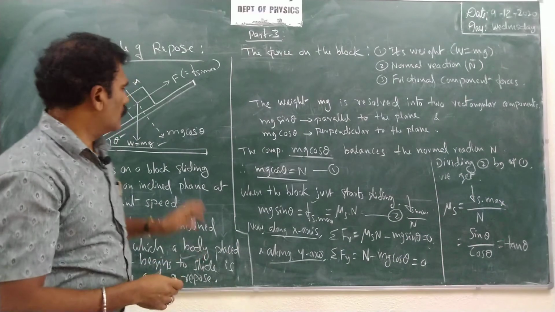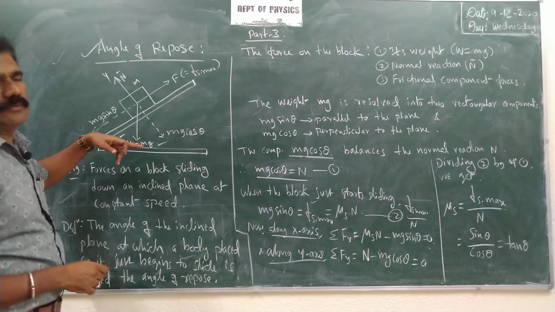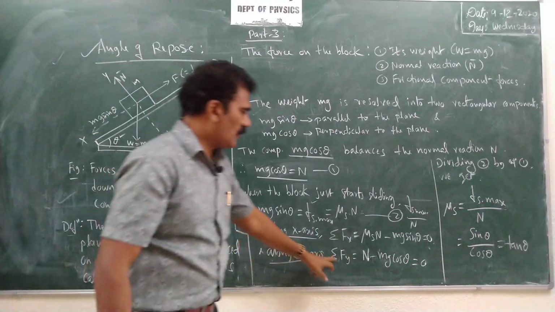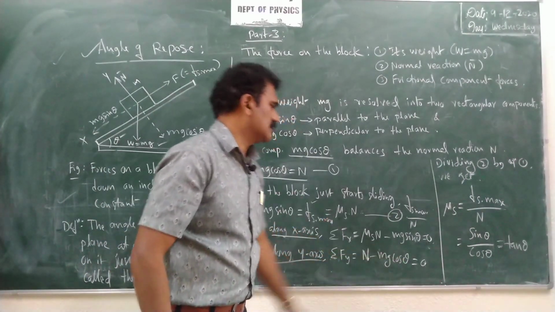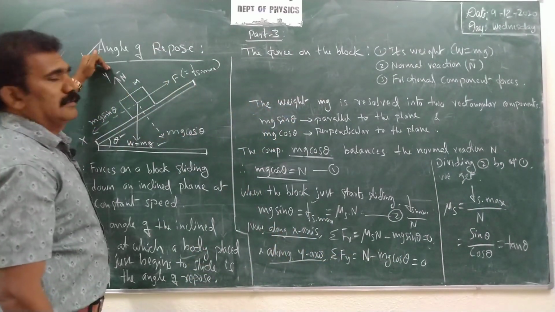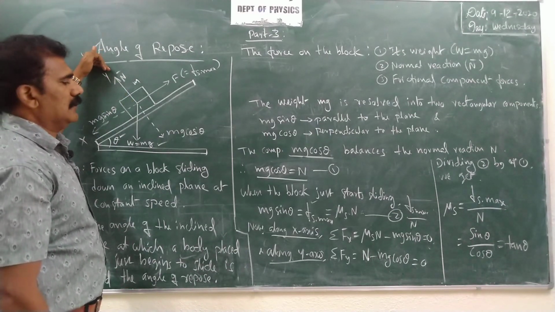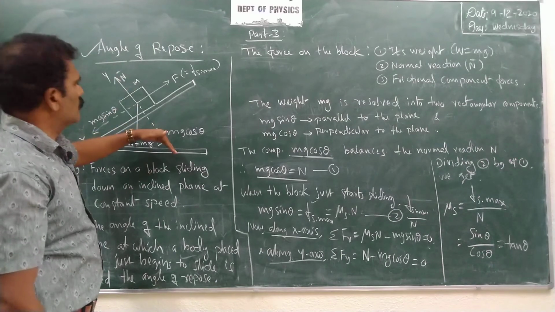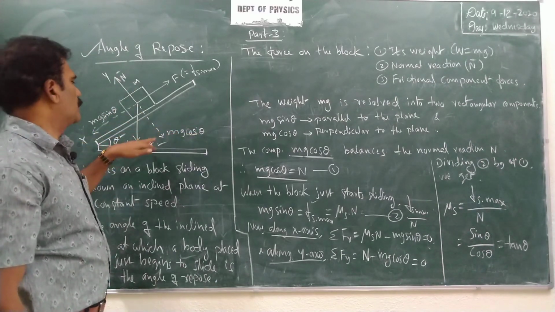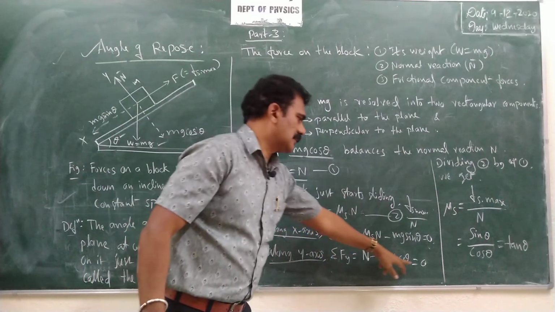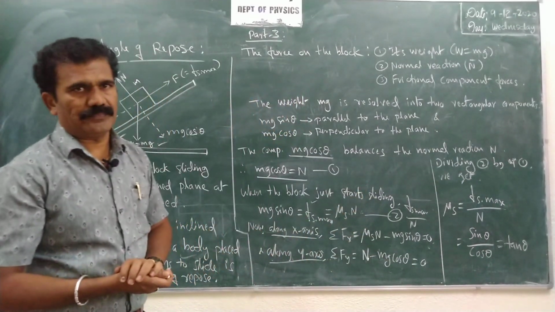Similarly, along the y-axis the body is also not moving. What are the two forces balancing along the y-axis now? Sigma fy is equal to n minus mg cos theta. You have to consider n as the upward force, the normal reaction like this. It is balanced by the downward force, that is mg cos theta, the component of weight. So n minus mg cos theta is also equal to 0.